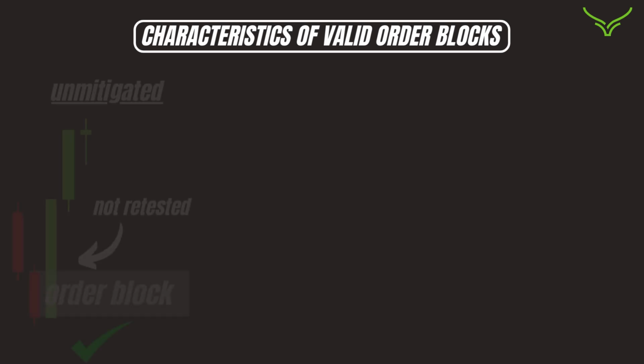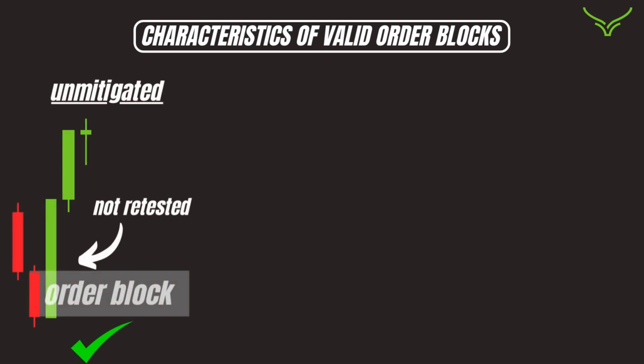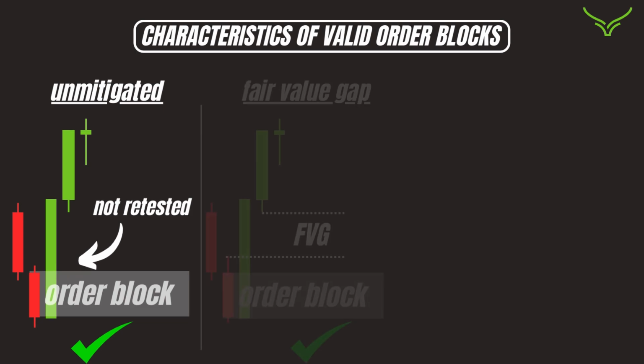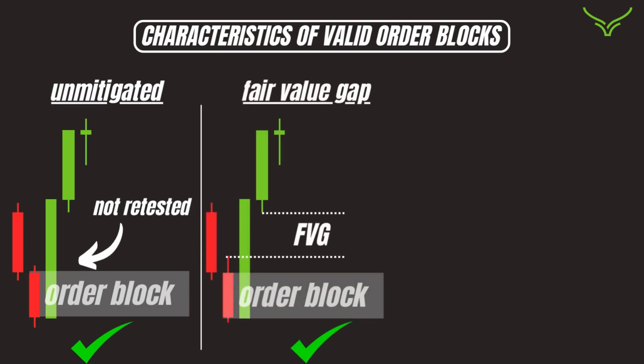Firstly, your order block must be unmitigated, meaning it shouldn't be retested by subsequent candle wicks. Remember, order blocks are a one-time use. Secondly, it must create a fair value gap. This gap creates an imbalance in the market, resulting in the market pulling back and filling the gap, providing us with trading opportunities.